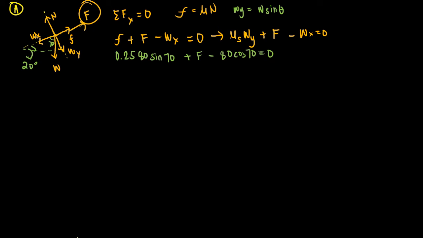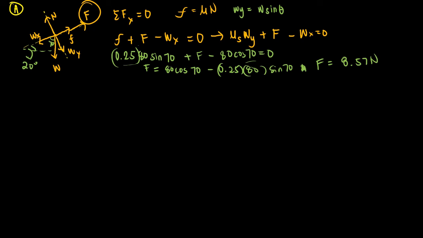So, if you are to solve for the force, then transpose these to the right. So, that would be F is equal to 80 cosine 70 minus 0.25 times 80 times 80 times sine 70. Then, solve for F. F would be equal to 8.57 Newton. So, that would be the force required to prevent the sled from slipping down the plane. So, that is for letter A.